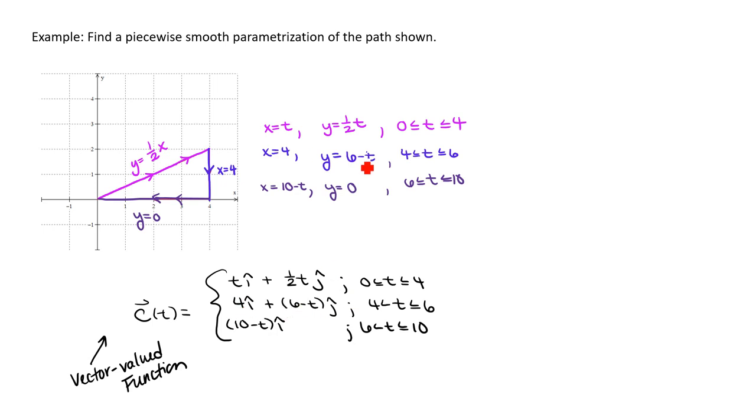So 4i plus (6 minus t)j is the second piece. And then the third piece, (10 minus t)i plus 0j. So there is a piecewise defined vector function that describes the path that's drawn on the screen.